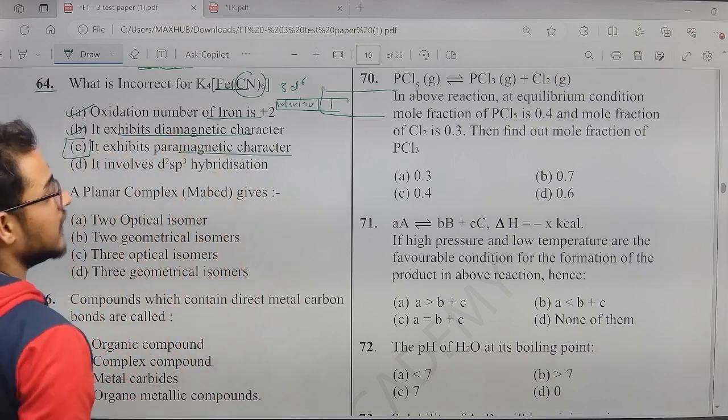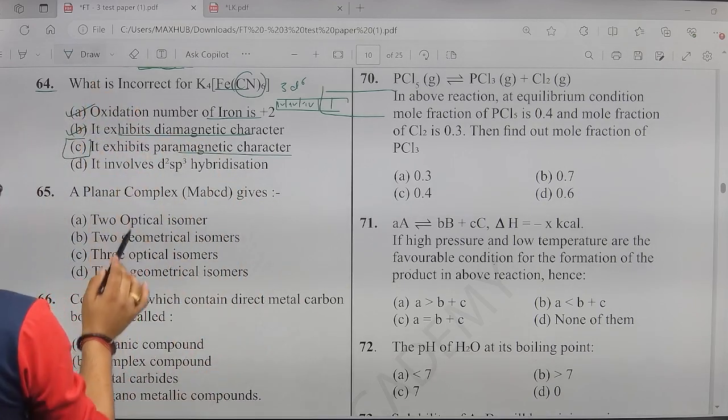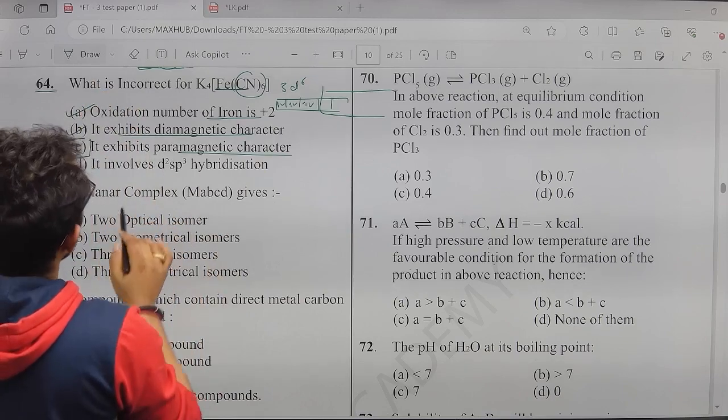He is asking for the incorrect one. A and B are correct here. It was d2sp3. Yes, it is involved in d2sp3.